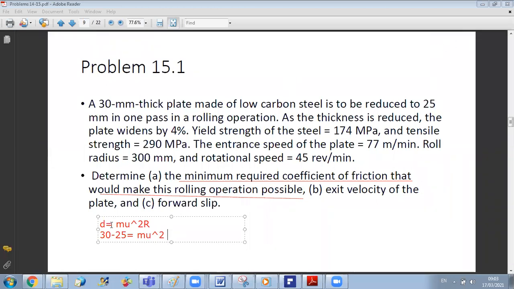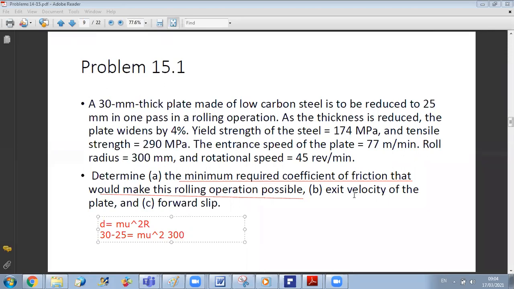Pay attention to units. Mu is without unit, and D and R should be provided in the same unit. If they gave us, for example, D in millimeter and radius in meter, we should convert both to the same unit. So here it's times 300, and from this equation the only unknown is mu, so I can get the value of mu, which is the minimum required coefficient to make this rolling operation possible. In case mu was lower, you cannot do it in one pass. You should do several passes in order to accomplish your rolling operation. Now, this is the first question.